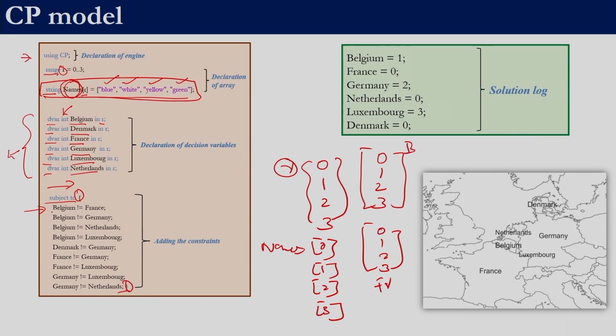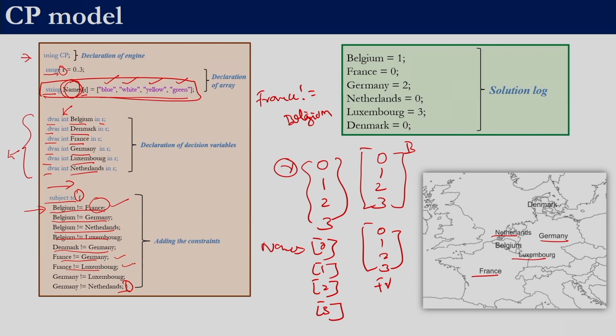So, whatever value Belgium is assigned should not be the same as the value of France. Belgium has 4 countries which are neighbors: Luxembourg, Germany, Netherlands and France. That is why we write these constraints: Belgium not equal to France, Belgium not equal to Germany, Belgium not equal to Netherlands and Belgium not equal to Luxembourg. Similarly, the only neighbor for Denmark is Germany, so we write over here Denmark is not equal to Germany. France basically has 3 neighbors: Germany, Luxembourg and Belgium. For Belgium we have already written Belgium not equal to France, so there is no point in again writing France not equal to Belgium.